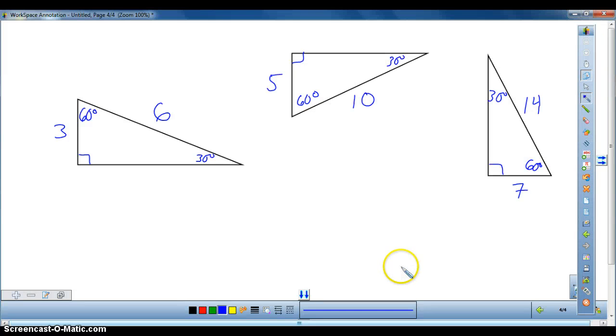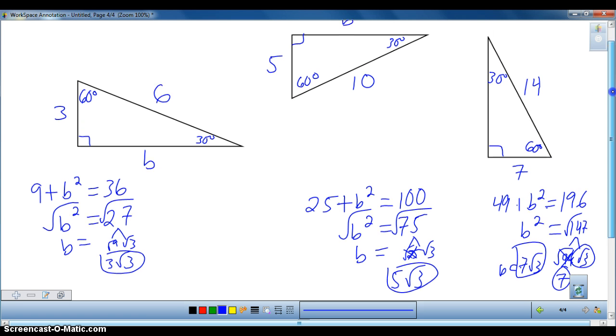Okay, so here are your 3 right triangles. I want you to, again, solve these with your group. Find the shorter leg on these. Notice how, again, the hypotenuse is always double the length of the shorter leg. So go ahead and pause the video now, and then we'll check it in a couple moments.